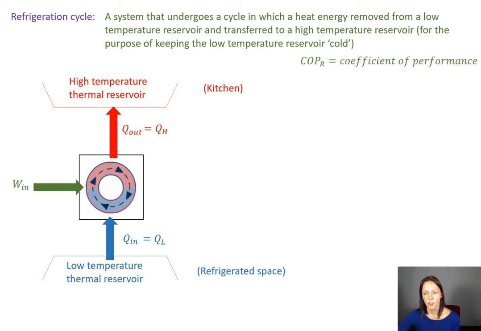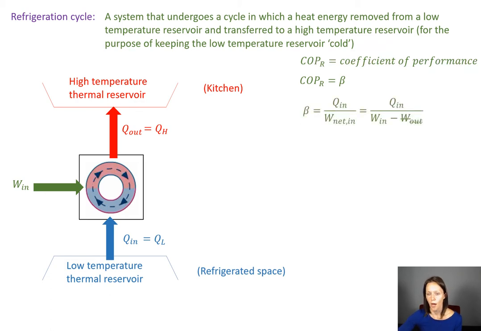Okay, so coefficient of performance, we use a COP with a little subscript R. This is how we quantify how well that refrigeration cycle does what it's supposed to do. You can also use a beta for the coefficient of performance, so you see both of those used. I believe your book uses beta. The coefficient of performance is what you're interested in over what you have to put into it. What you're interested in is pulling heat out of that refrigerated space. That's your Q in. And what you have to put into it is your work net in, which is work in minus work out. And if that work out is assumed to be 0, then it's just work in.